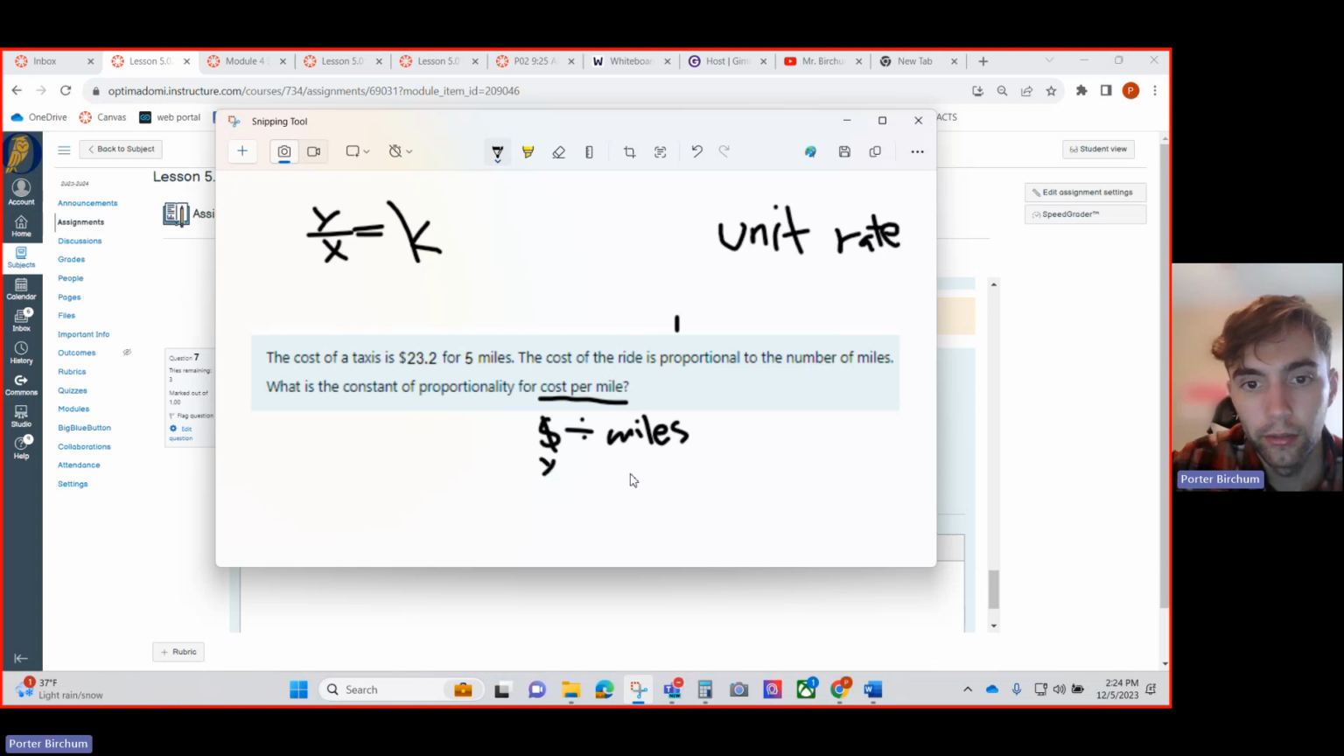Dollars is our y value. Miles is our x value. We'll learn later why dollars is the y, miles is the x, what independent and dependent variables mean. But for today, this is all we need to know. So our dollars number comes first, 23.2. Our miles number comes second, 5.